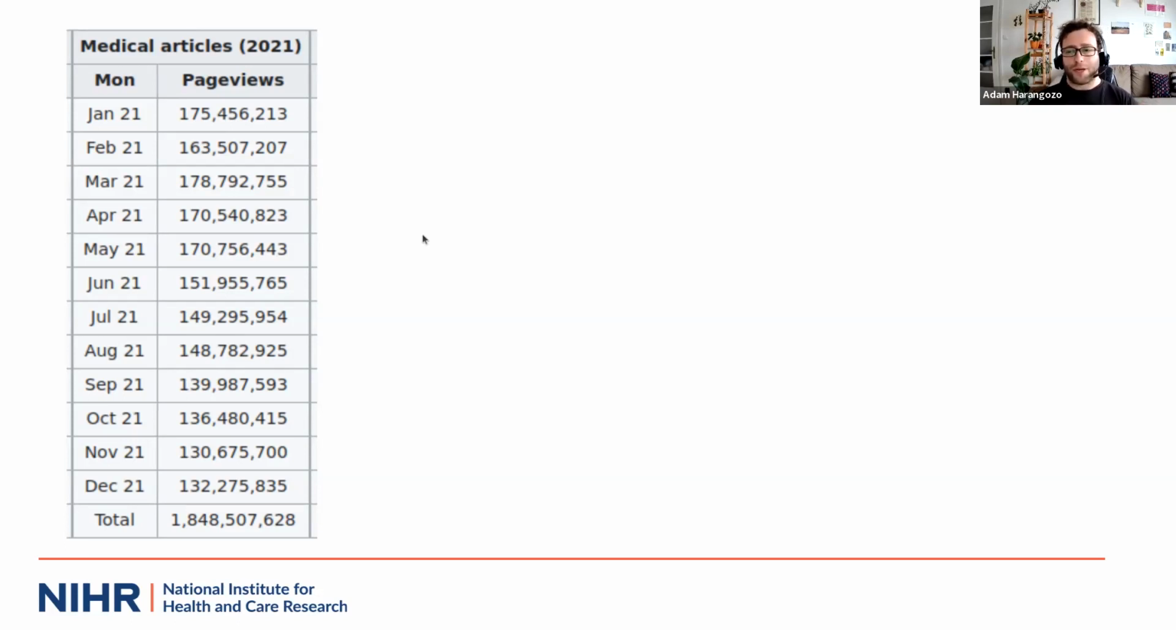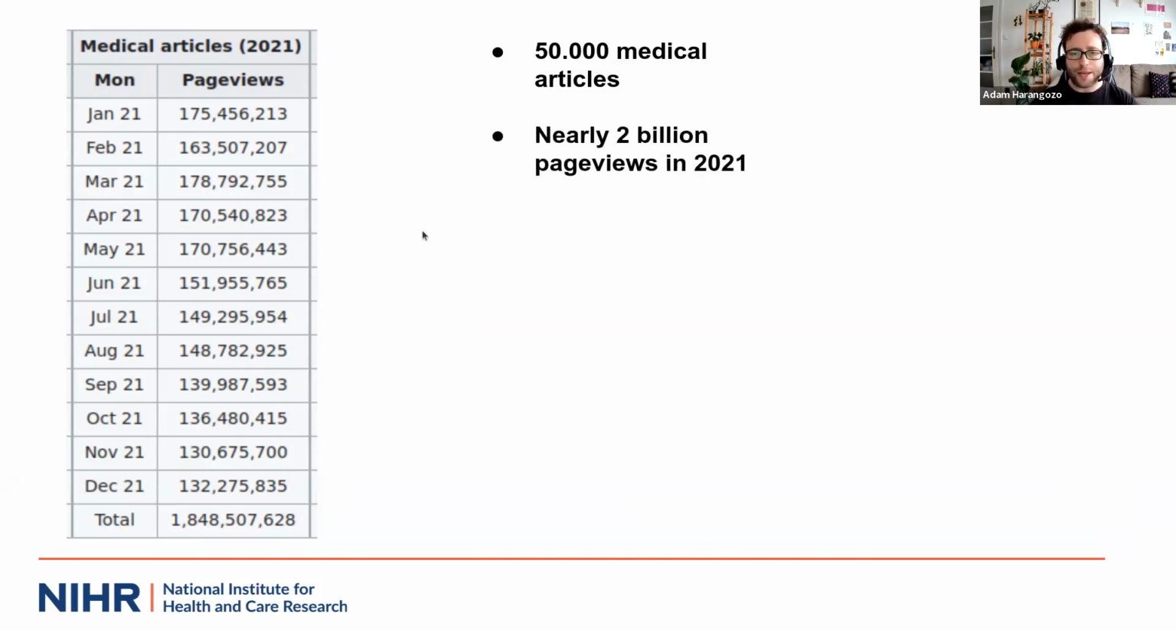Now, what we know about the medical part of Wikipedia is that there are around 50,000 medical articles. These are, in general, higher quality than the rest of Wikipedia. We know nearly 2 billion page views, as you can see on the other side.